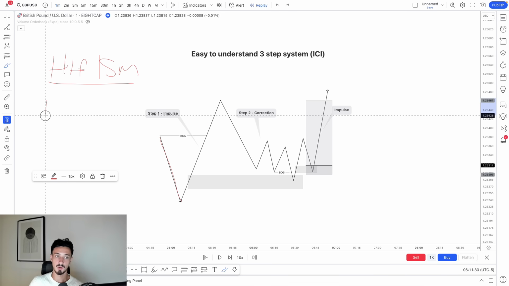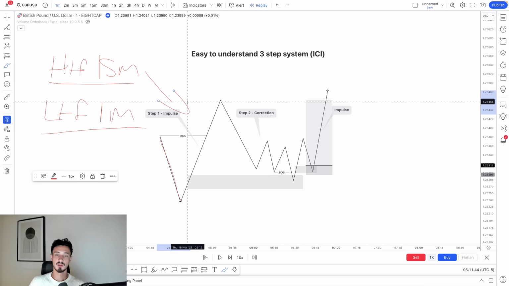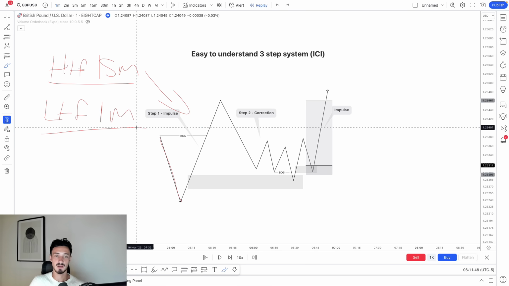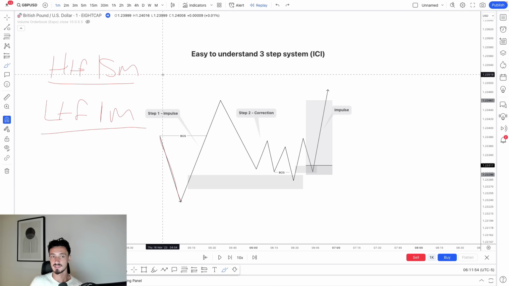So for example, our lower time frame is going to be our 1 minute. So we get impulse, break of structure on the 15-minute time frame. Step two, correction, and we're going to be perceiving that correction on the lower time frame. And then step three is the second phase impulse.